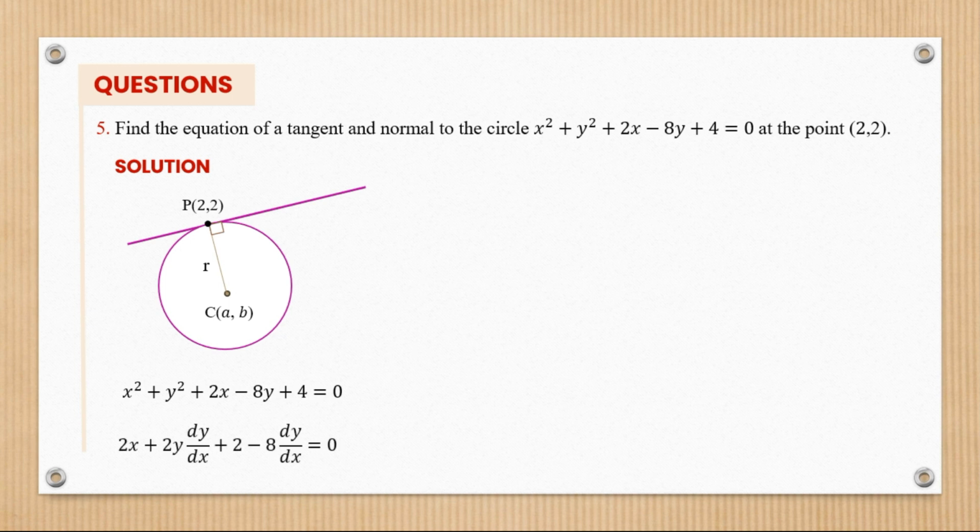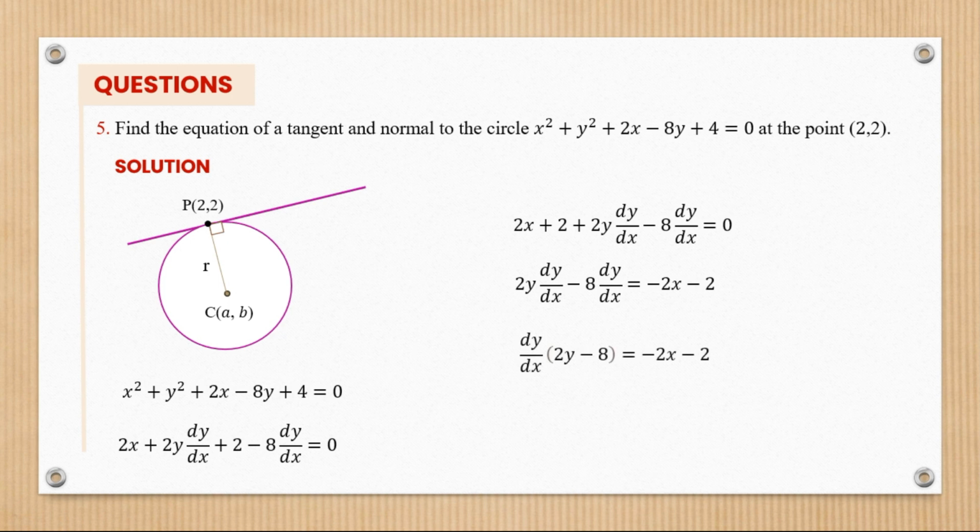Now I differentiate both sides using the knowledge of implicit differentiation. Then this is what I'll have. Then collect the terms with dy dx together, factorize out dy dx, and dy dx shall be equal to negative 2x minus 2 over 2y minus 8. Then we'll look for the value at the point 2, 2.